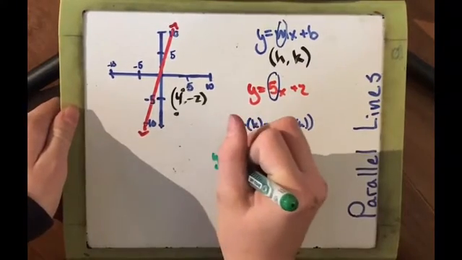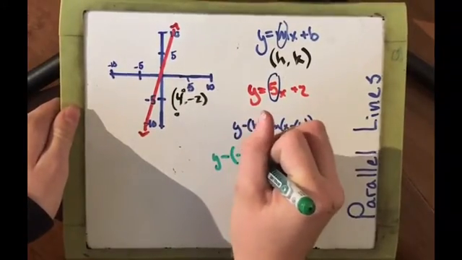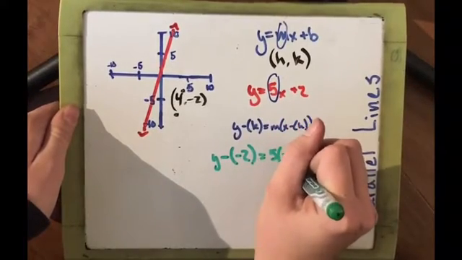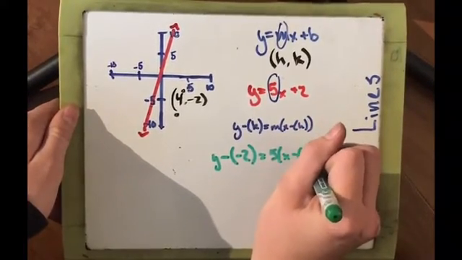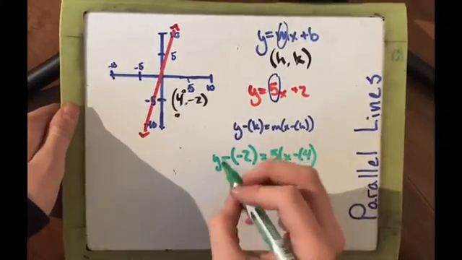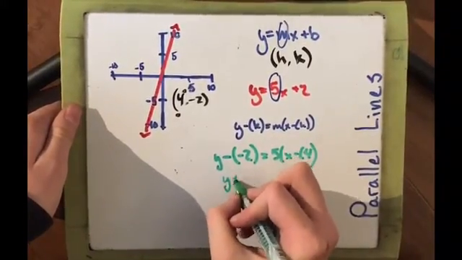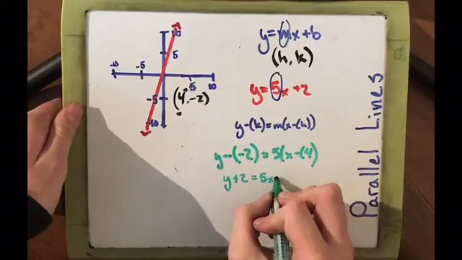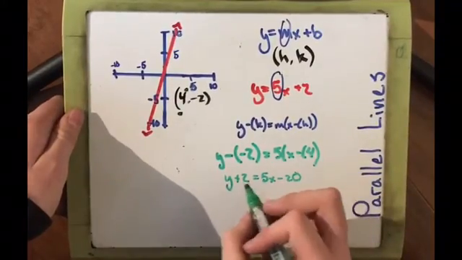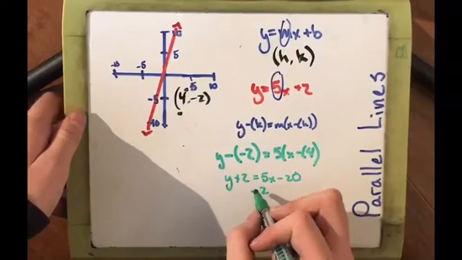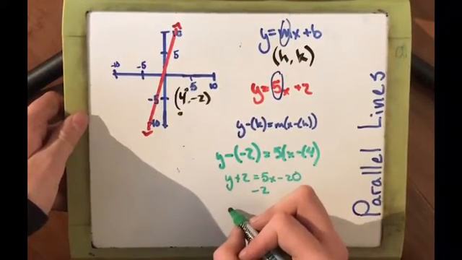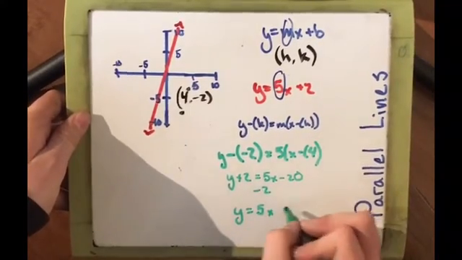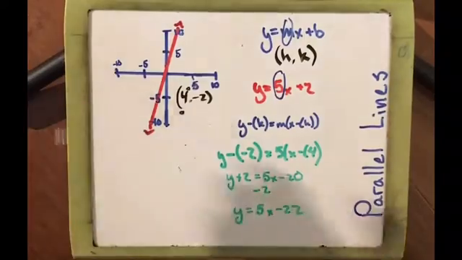When we do this, we get y minus the quantity -2 equals 5 times the quantity x minus the quantity 4. Then we get y plus 2 is equal to 5x minus 20. When we subtract 2 from both sides, we get our final answer of y is equal to 5x minus 22.